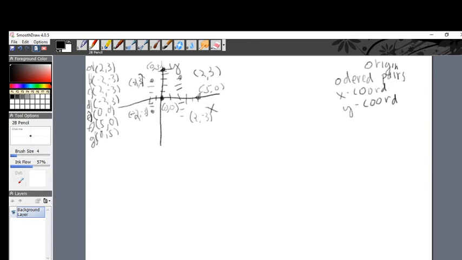Right over here. That is the coordinate system. Okay, so now, that's for starters. Now, they want us to learn about the distance formula.